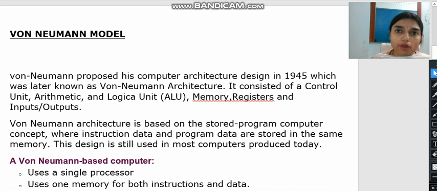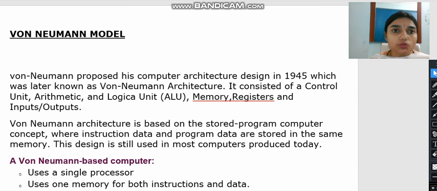Before starting the serial model of computation, I just want to discuss the von Neumann model. What is the von Neumann model? The von Neumann model provided a computer architecture in the year 1945, which was later known as the von Neumann architecture.